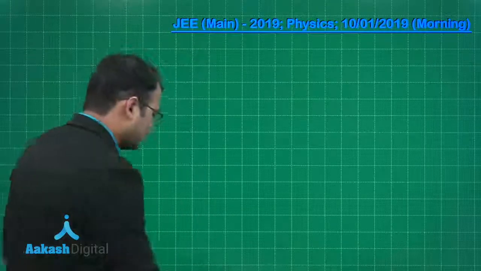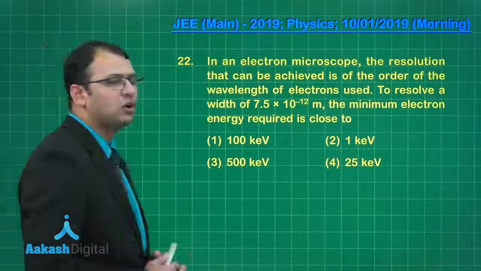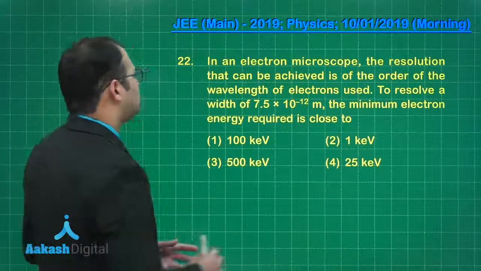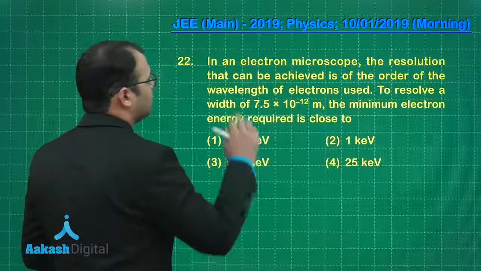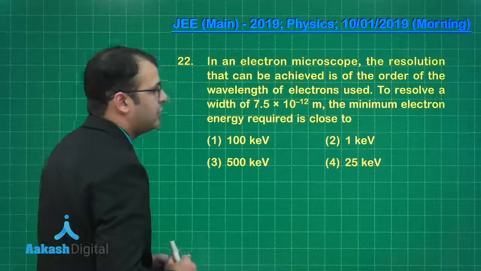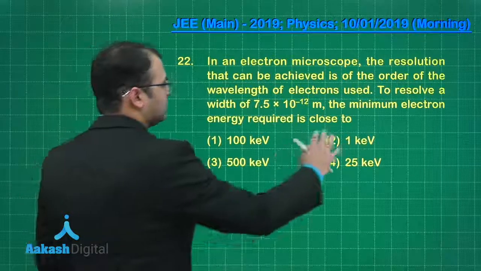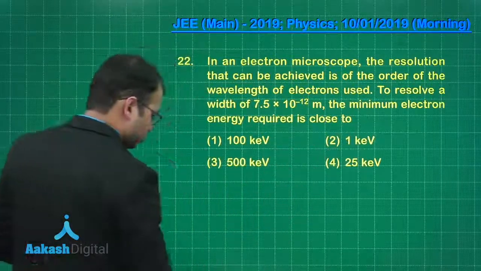Let's start with question number 22. Now this question belongs to wave optics. The question says in an electron microscope, the resolution that can be achieved is of the order of the wavelength of electrons used. To resolve a width of 7.5 × 10^-12 meter, the minimum electron energy required is close to.